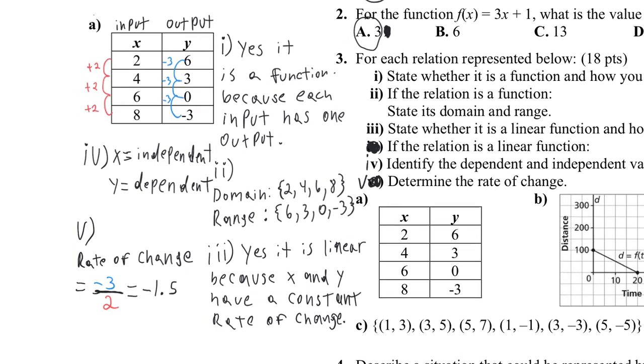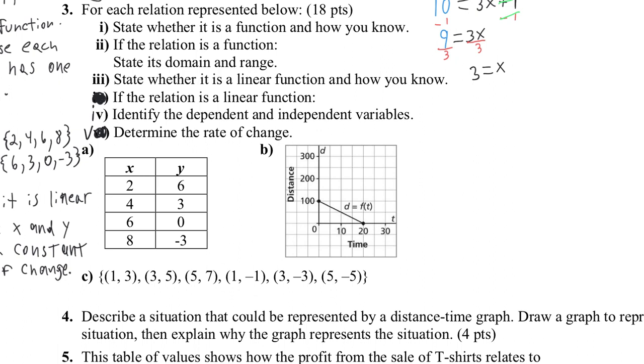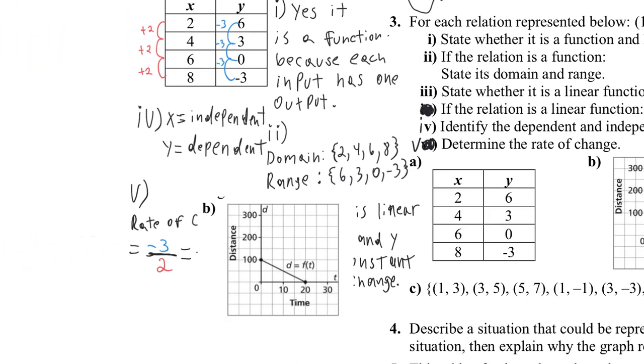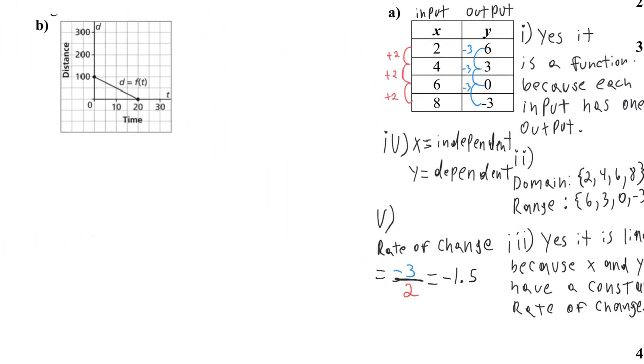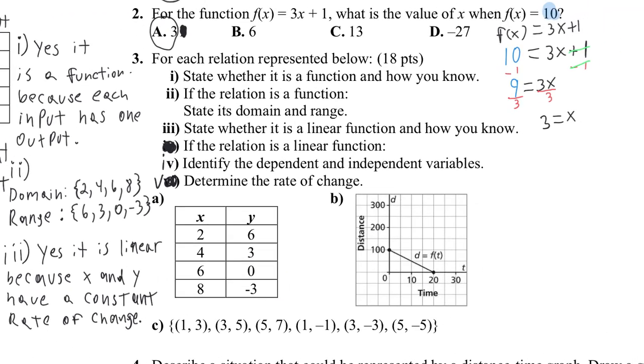So now I'll do B, and in B we don't have our table of values anymore. We now have this graph and its distance over time. So that alone should tell us some information. I'm going to take this graph over here off to the side. We'll answer those exact same 5 questions that we did for the table of values. If you're looking at your sheet, you can read them as I go through them, but I'll come back and look at them from time to time over here as well. The first one is state whether it is a function and how you know.